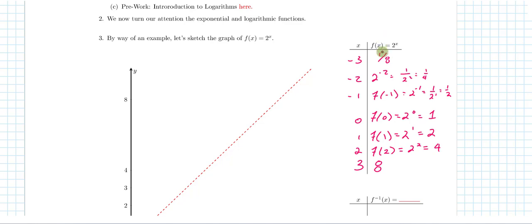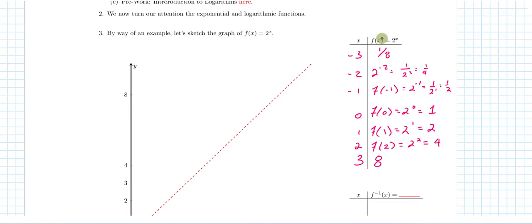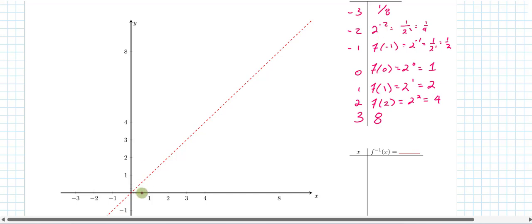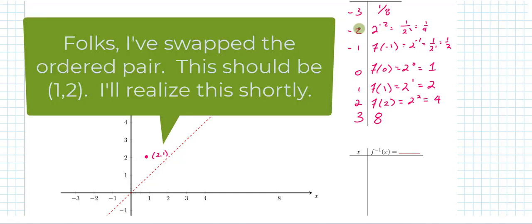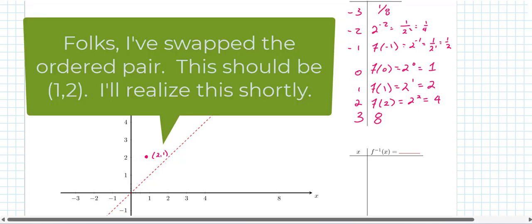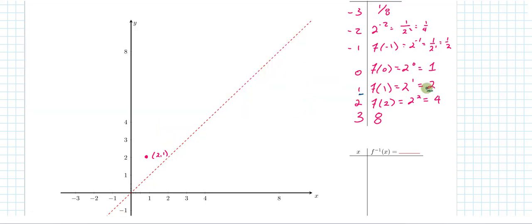So now I'd like to plot these ordered pairs that we just found on our coordinate system. For example, we found that 2 to the first power was 2. Oops, I've misplaced my ordered pairs, folks. Let me switch those back. 2 to the first power is equal to 2. That's that ordered pair right there.